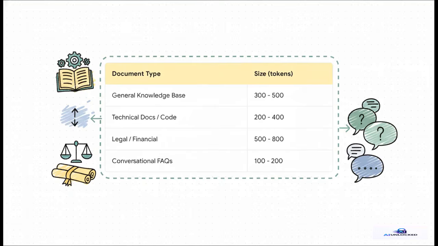Look, choosing the right chunk size is just as important as the strategy. This table is a great starting point, kind of like a cheat sheet. For a general knowledge base, 300 to 500 tokens is a good sweet spot. For really dense legal docs, you might need to go bigger, maybe up to 800. And for short FAQs, you want tiny, focused chunks. But remember, these are just starting points. You've got to test and see what works for your specific data.